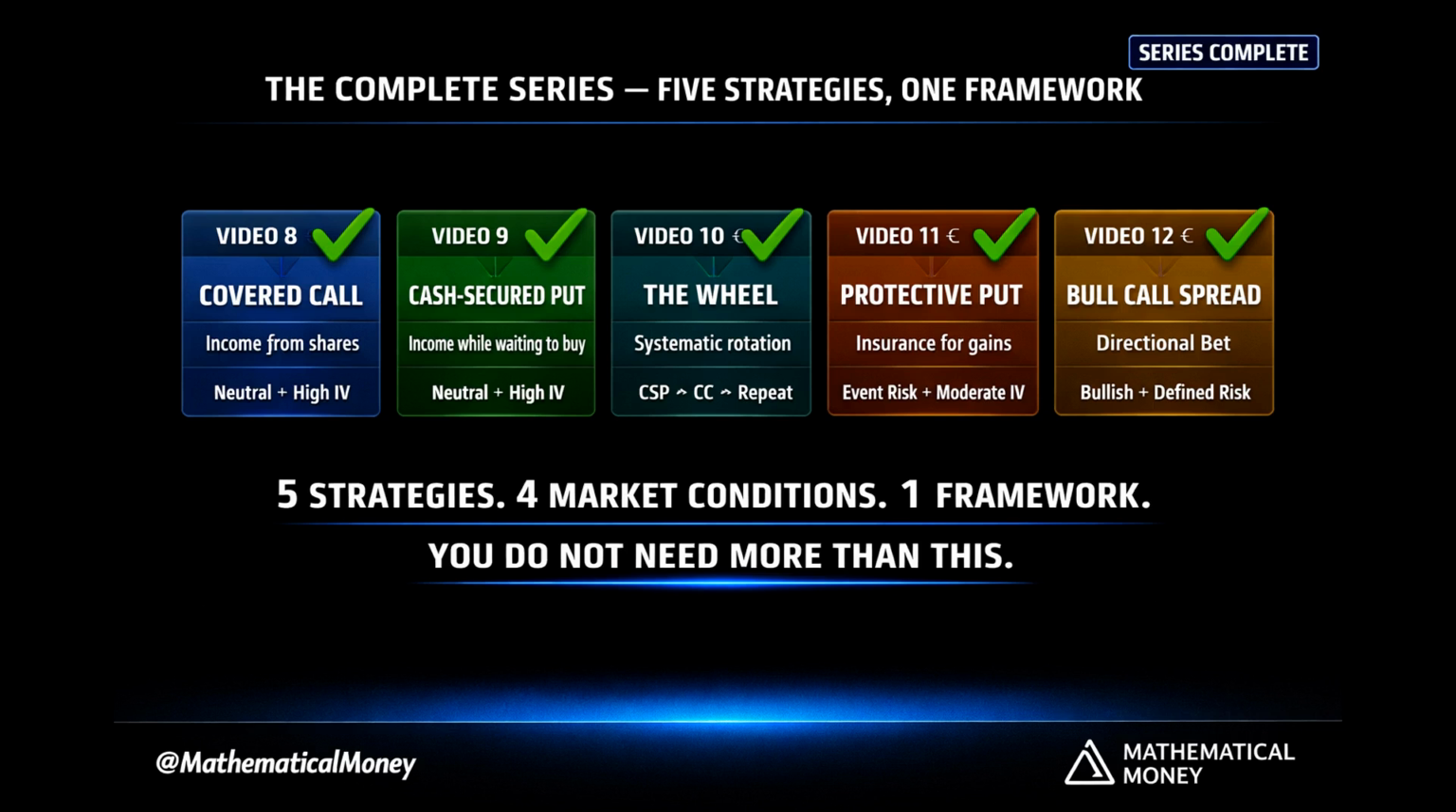Video 8. The covered call. Income from shares you own. Neutral to slightly bullish, IV above 40%. Video 9. The cash-secured put. Income while waiting to buy at your target price. Neutral to bullish, IV above 40%. Video 10. The wheel. Systematic income rotation between CSP and covered call on a stock you are comfortable owning.